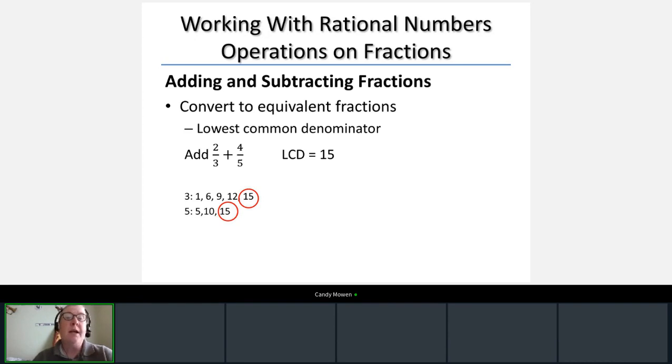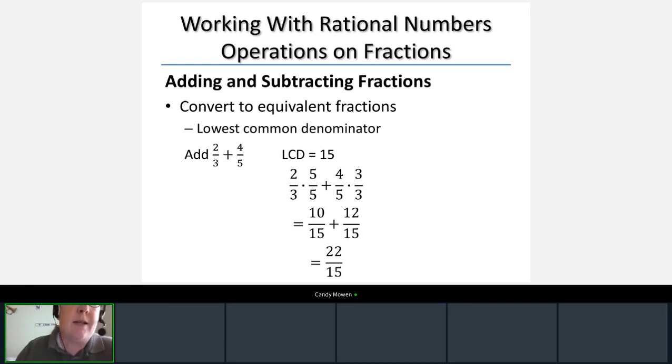So here you take your 3 and say, 3 times 1 is 3. 3 times 2 is 6. 3 times 3 is 9. 3 times 4 is 12. 3 times 5 is 15. Then you take the 5. 5 times 1 is 5. 5 times 2 is 10. 5 times 3 is 15. When you get to one that matches, that is the LCD, the least common denominator.